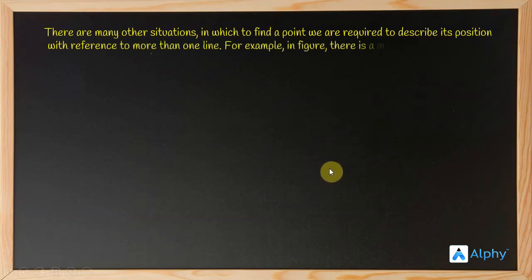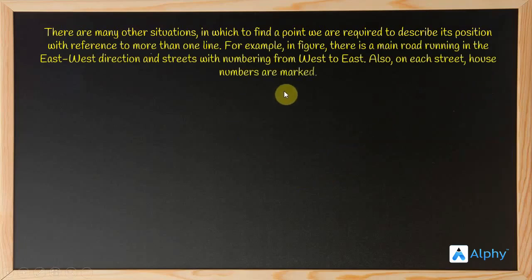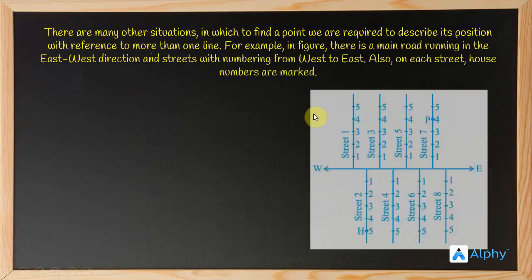For example, in the figure there is a main road running in the east to west direction and streets with numbering from west to east. Also, on each street, house numbers are marked. So this is the figure where this is the main road and the streets are numbered from 1 to 8.